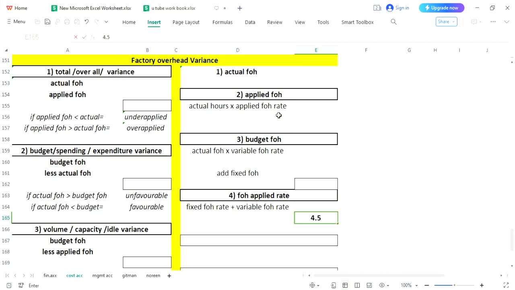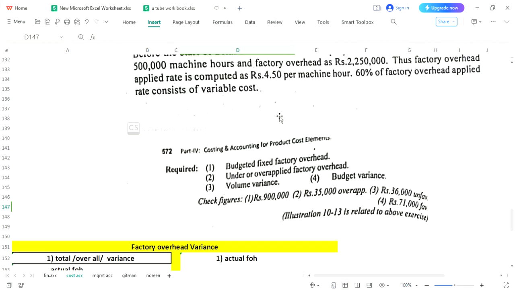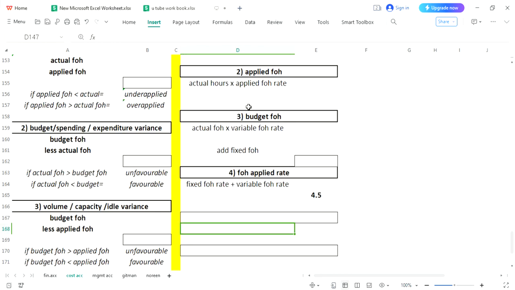4.5 would be written over here. There is some important information provided: 60% of FH applied rate is variable. So come over here, and what you can do, fixed FH rate is still unknown, but for variable he is saying 60% of this rate. You can calculate outside of this as well. Okay, it's better to calculate over here.